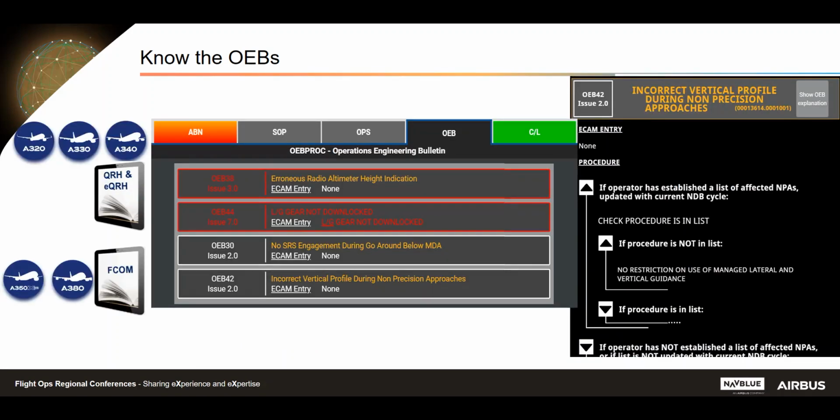Of course, the QRH on A320, A330, A340 aircraft and the FCOM on A350, A380 aircraft contain the list of applicable OEBs and the associated procedures. The goal of the OEB review is to have in mind the possible deviations to some systems' initial design and to remember the OEB entry conditions. It could be based on flight conditions, specific flight phases, ECAM alerts, or detection of a specific abnormal behavior.